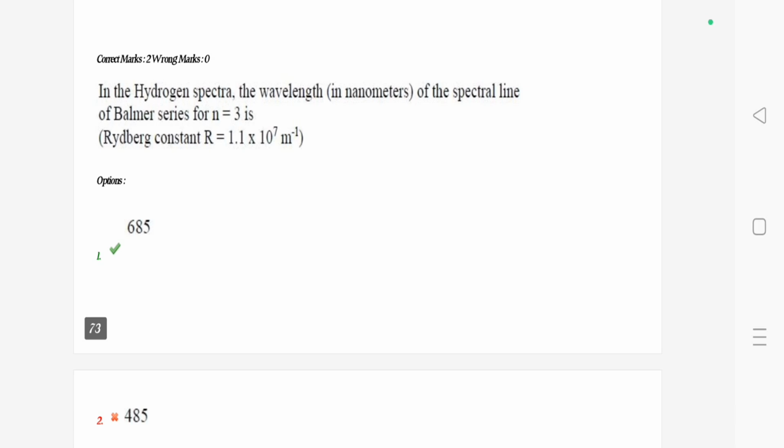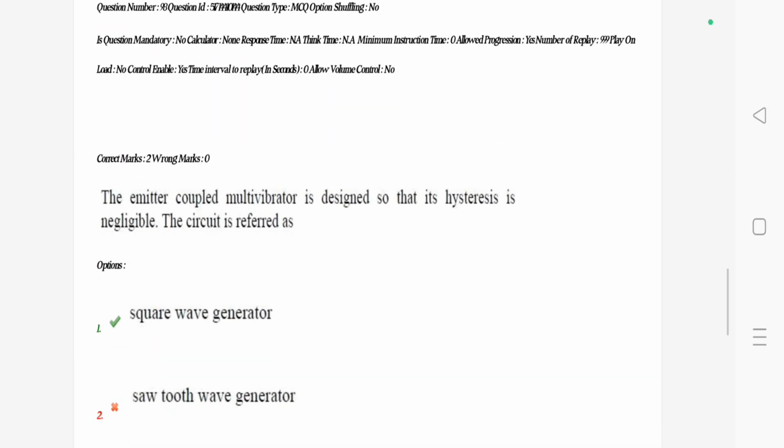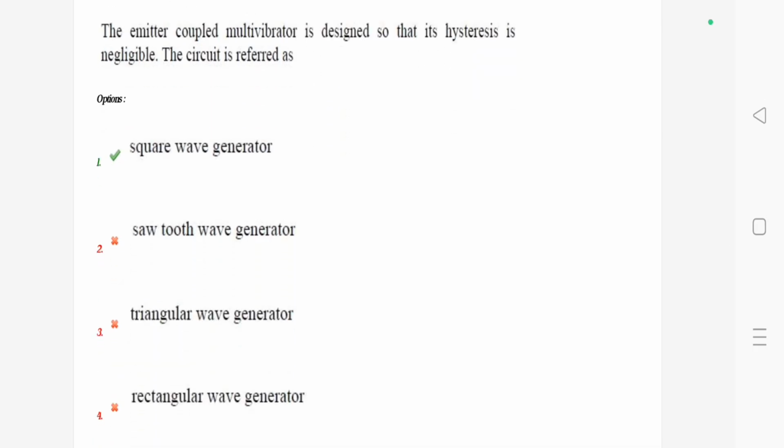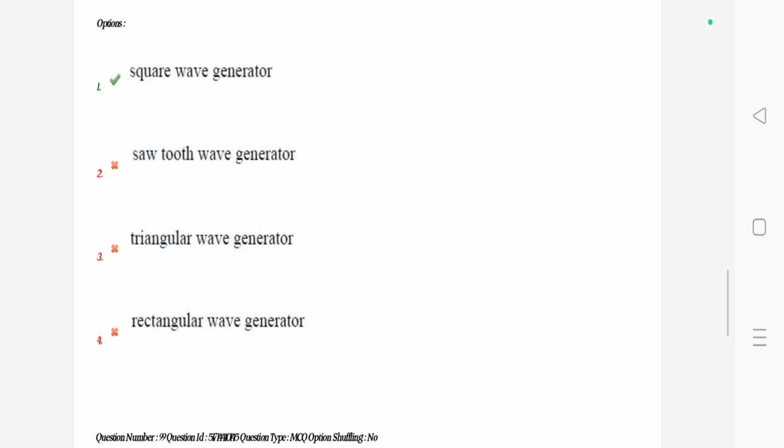1 by lambda, 1 by wavelength, that is equal to R (1/n1² − 1/n2²). General formula. Okay. But here he gave Balmer series. Substitute that. You will get the answer as 685. The emitter coupled multivibrator is designed so that its hysteresis is negligible. The circuit is a square wave generator.